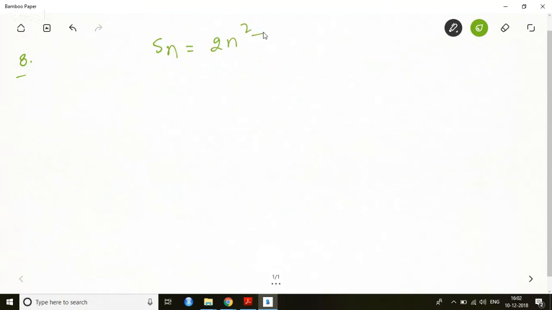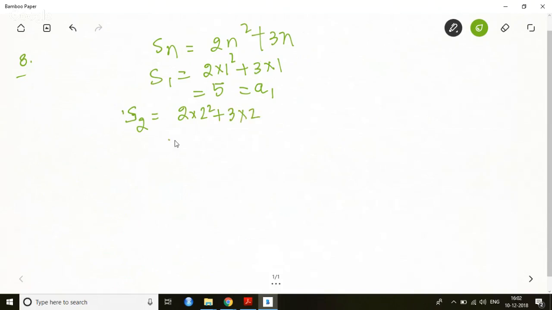Sn is equal to 2n square plus 3n. Sn means sum of first n terms. So S1 is equal to 2 into 1 square plus 3 into 1, that is equal to 5. So S1, sum of first term, means it is only the first term. S2 is equal to 2 into 2 square plus 3 into 2. So that is 8 plus 6, that is equal to 14. So S2 is the sum of first two terms.